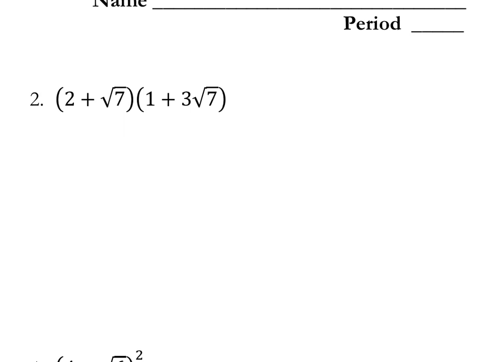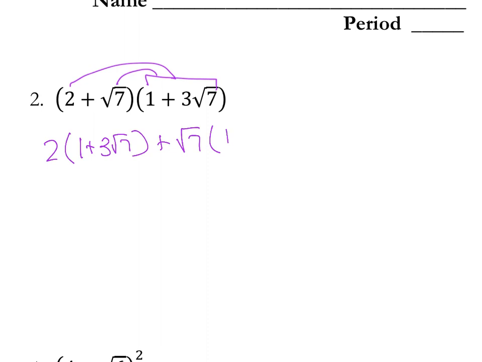So for number 2, the first thing we're going to do is split this apart like we did in class. We're going to take the first part of the first binomial times the second binomial. So it's 2 times this whole group, and then we're going to do radical 7 times that whole group. So first make sure you're doing that part correctly, that you're splitting that apart. We're splitting the first one apart and distributing it to the second one. And then we distribute in each group here.